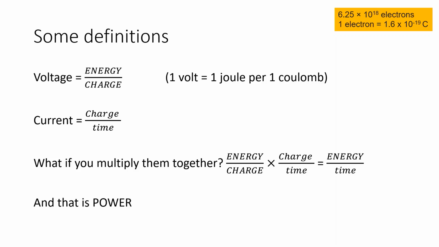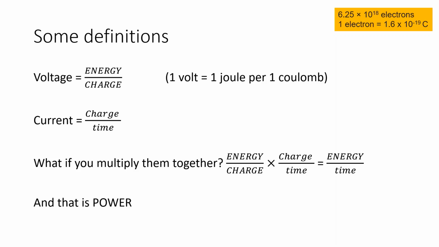What if you have 9 volts? For 1 coulomb, which is 6.25 times 10 to the power of 18 electrons, you have used up 9 joules. So 9 volts would be 9 lots of 1 joule per 1 coulomb. What about current? Charge is the same, so 1 amp would be 1 coulomb per second. So for every second you have 6.25 times 10 to the power of 18 electrons passing through that point. That would be 1 amp.